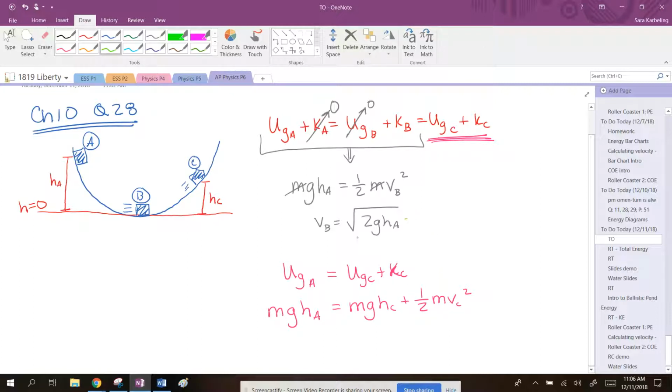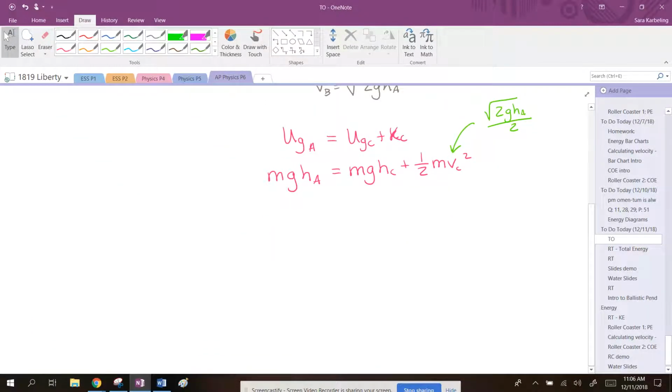So I'm going to put in the square root of 2GHA divided by 2, because it's half as big as it was before. Now I'm going to plug that in. Because I don't care about the mass, I'm going to get rid of those masses. So I've got G times H sub A is equal to G times H sub C plus 1/2 times the square root of 2GHA, the velocity at B, divided by 2, and I'm going to square that.